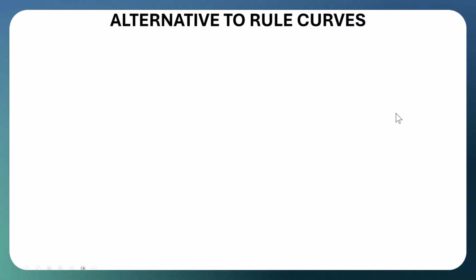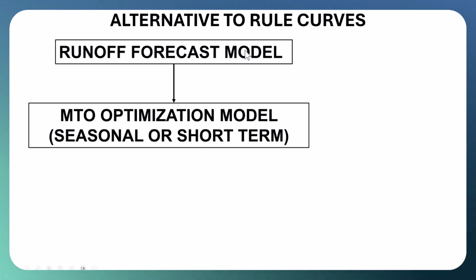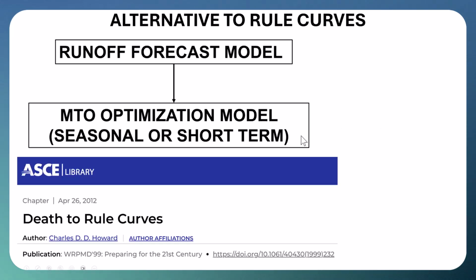The alternative to rule curves is a combination of runoff forecasts and multiple time step or MTO optimization models. Now, these models require seasonal or short-term forecasts. This idea is not new. You will be able to find this paper in the American Society of Civil Engineers library. The paper is titled Death to Rule Curves, and it was presented at a conference in 1999. The name of the conference was Preparing for the 21st Century.